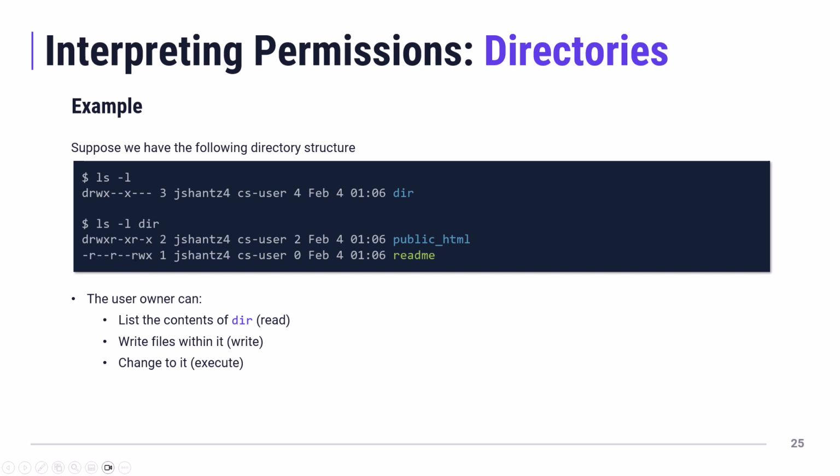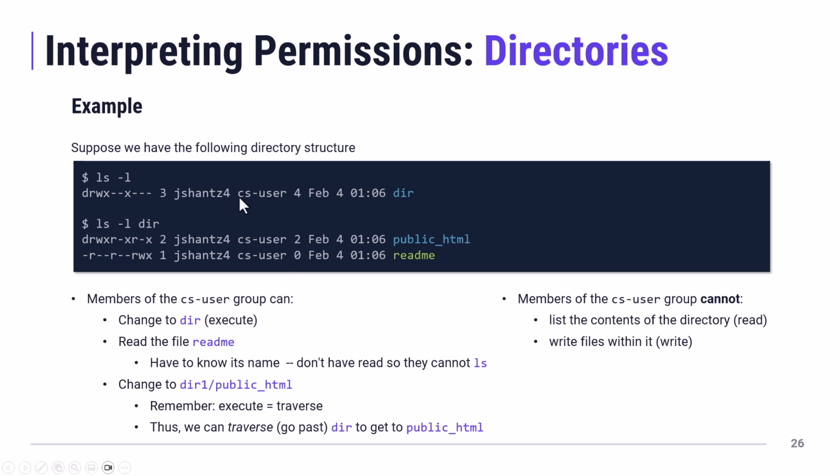So based on these permissions, the owner of the directory dir is able to list the contents of the directory because they have the read permission. They can also write files into that directory. So they can create new files, they can delete files, and they can rename files because they have write permission to the directory. And then of course they can change to the directory, they can cd into it because they've got the execute permission.